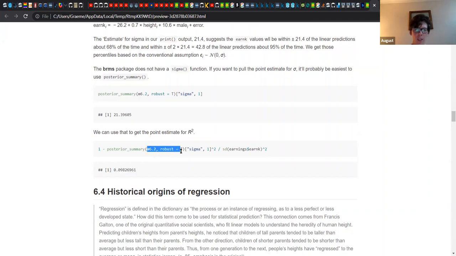What I found a bit weird, and I've never seen this before, is that you can put the whole model in there. You take the posterior sum, you put the model object in there, not a piece of the model object. Then you pull out the sigma and you square it, which is the amount of variance. So that's basically your model's variance, and you divide that by the standard deviation of earnings, which is the actual values. So these are the modeled values, sigma, and that's the actual values.